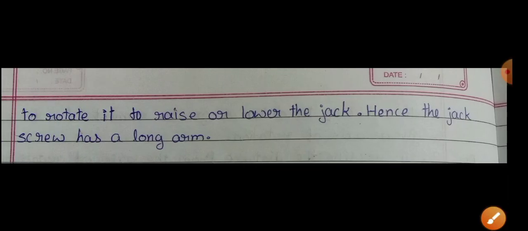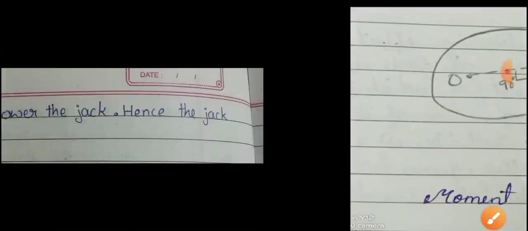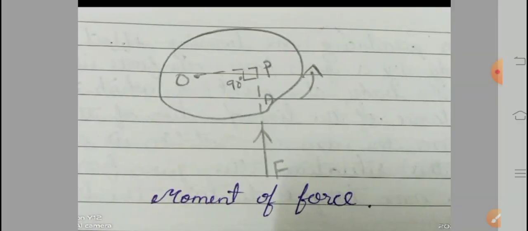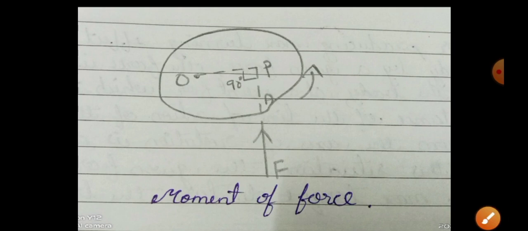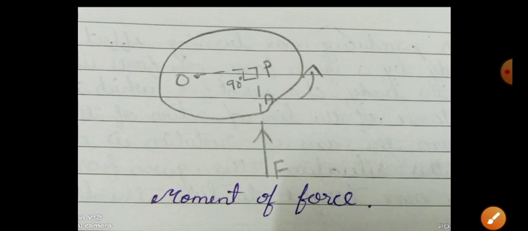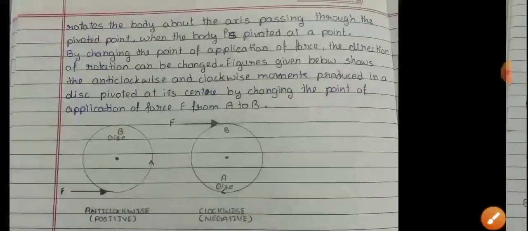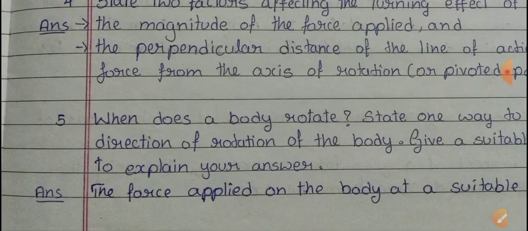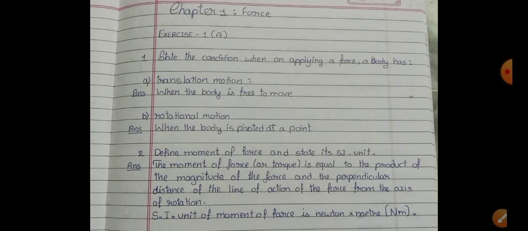Now we'll go back to the definition. I think it's clear to you all, but I'll tell it one more time. Here is the magnitude of a force, and this is the perpendicular distance between the line of action of the force and the axis of rotation, or pivoted point. Okay, now we'll go back to the definition.